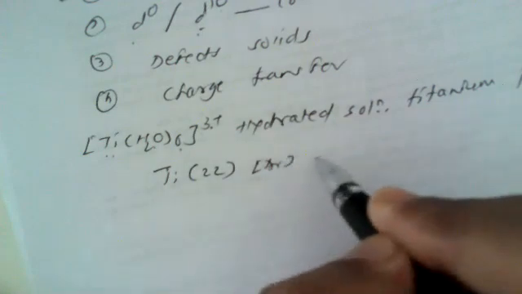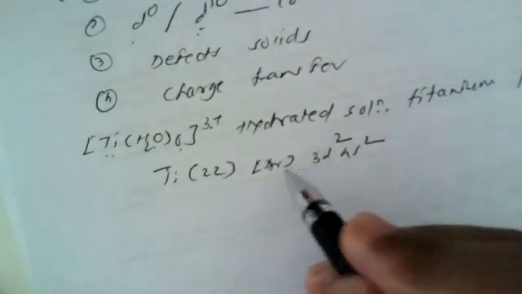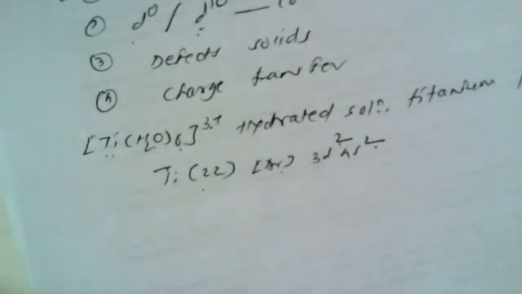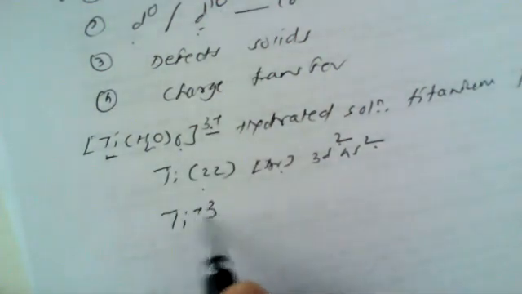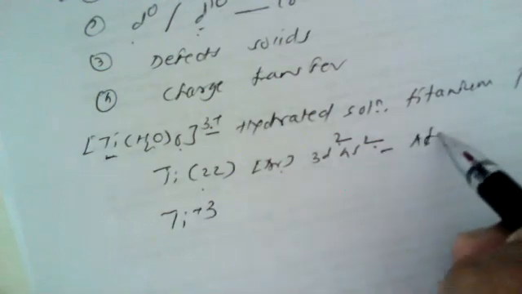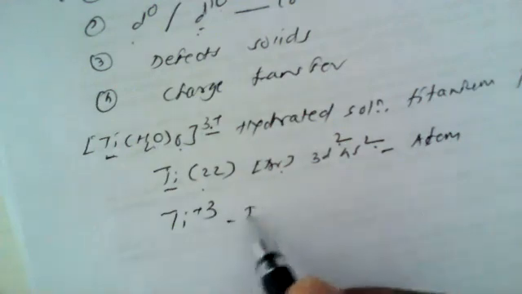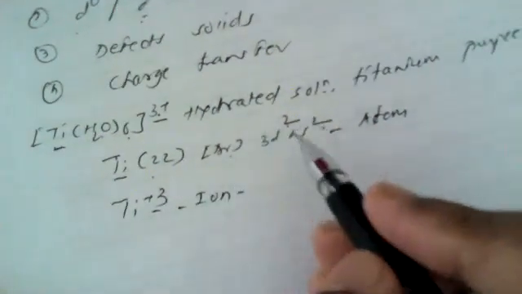In terms of argon core, we can write the electronic configuration: 18 plus 2 is 20, plus 2 is 22, which is the electronic configuration of titanium. But in this case, titanium is having a plus 3 configuration. This is the titanium atom, which does not carry any charge, and this is known as the titanium ion, which carries 3 positive charges.